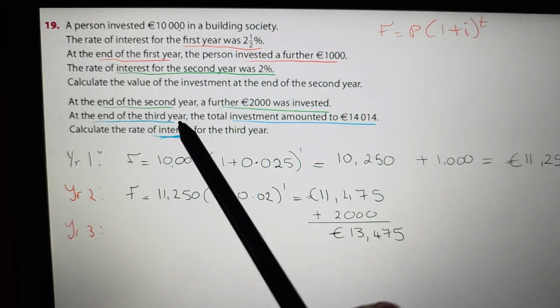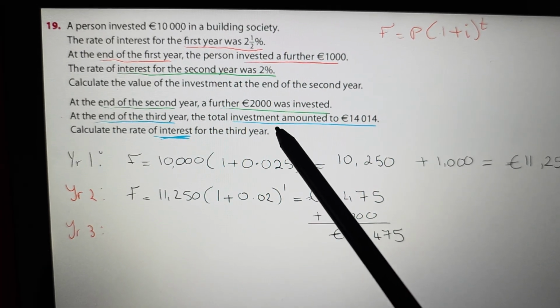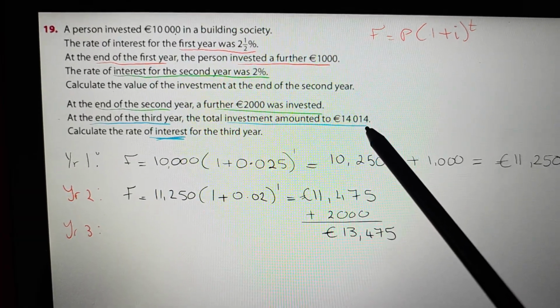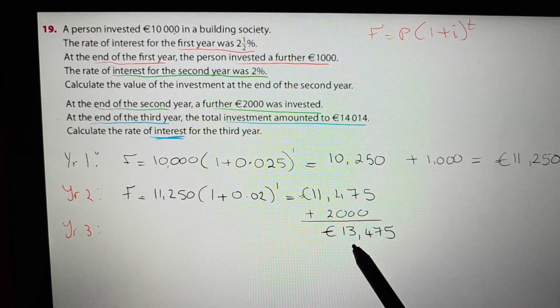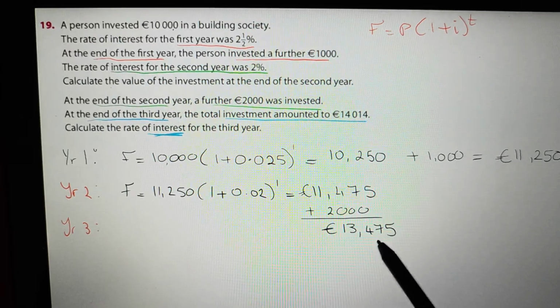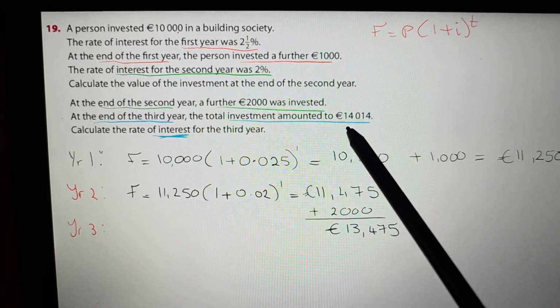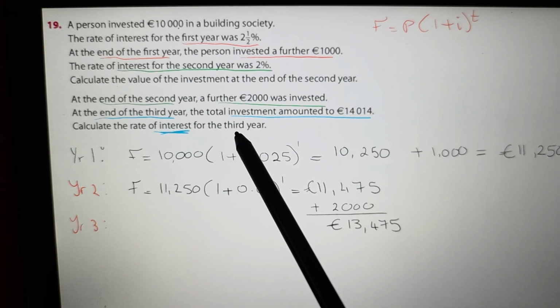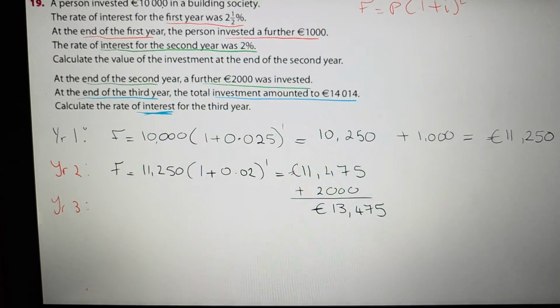It says at the end of the third year, the total value of the investment amounted to €14,014. So this is what it started off being valued at the start of year 3. This is what it finished up as at the end of year 3. And they've asked me to calculate the rate of interest for the third year. So for one final year, calculate the rate of interest.